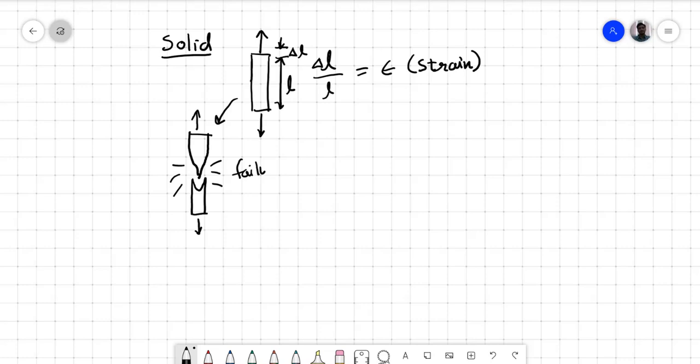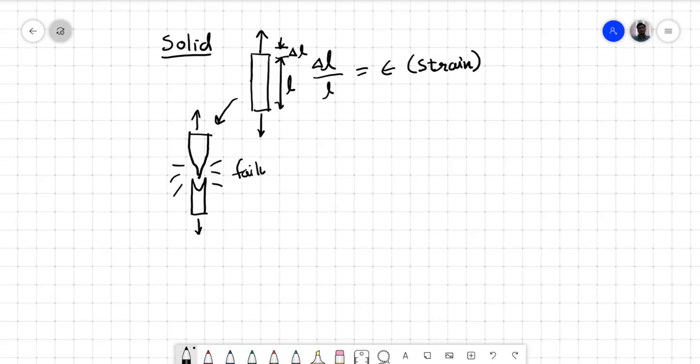Okay, let me ask you a question. Let's say there is a solid which has been made by gluing or attaching two pieces of solids together.